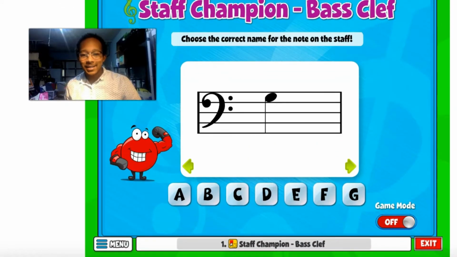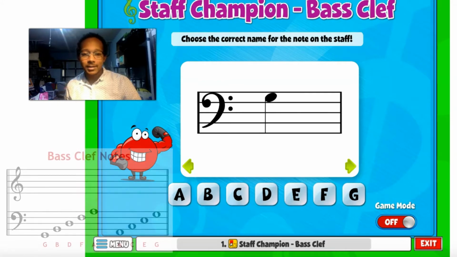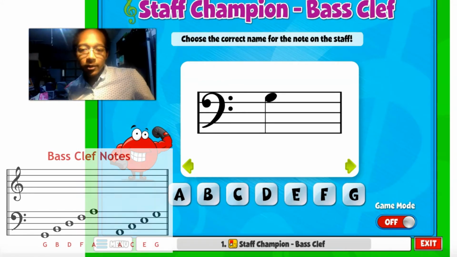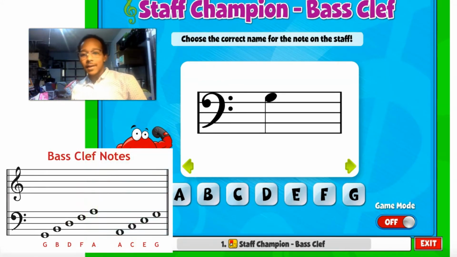All right, guys, let's take a look at our practice and see if we can name some of these notes on our bass clef staff. I'll put our chart here on the bottom left corner of the screen so that we can use it for our practice time during this lesson. All right, so the first note is in that fourth space. So remember our sentence, all cows eat grass. That's going to be a G.